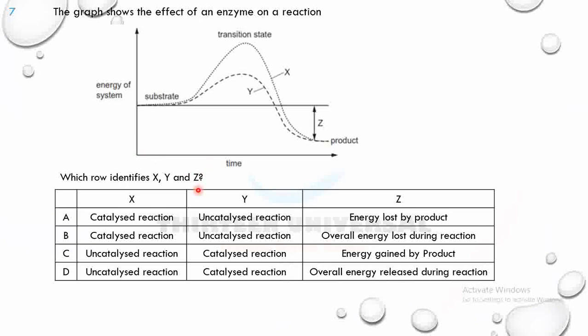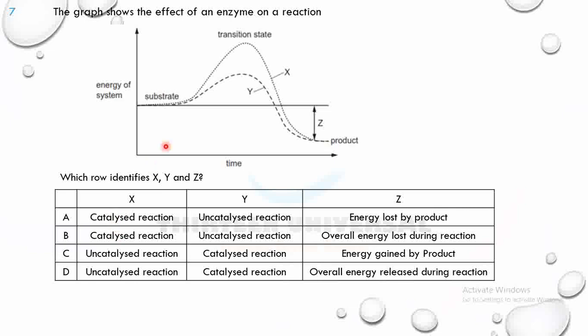So pause the video and try it. You can see that X requires higher energy for the reaction to occur. So X is the uncatalyzed reaction. So you come to the options. Uncatalyzed is C and D, which eliminates A and B.